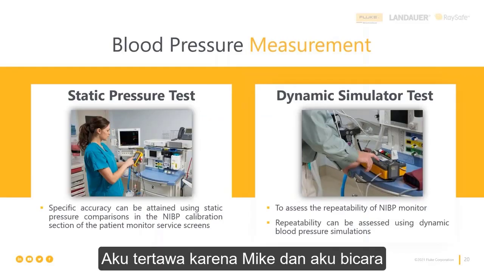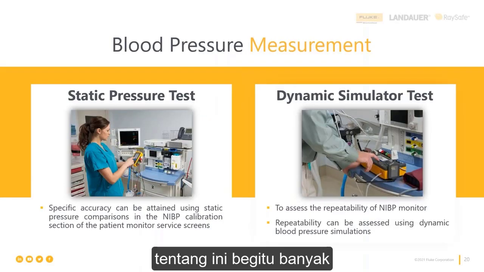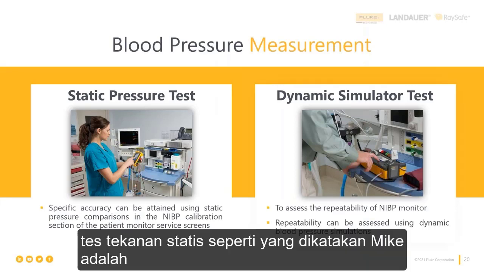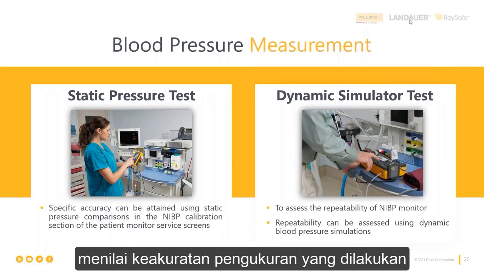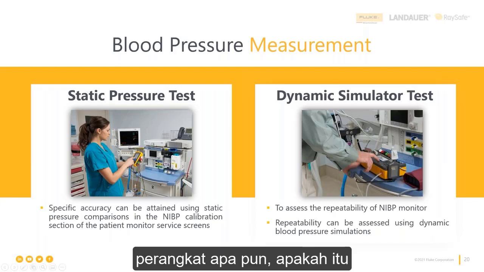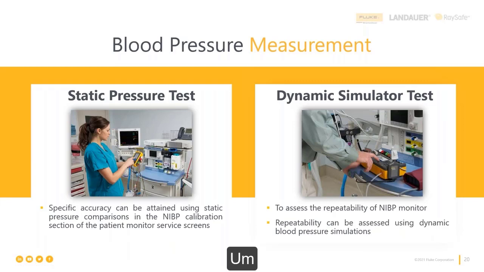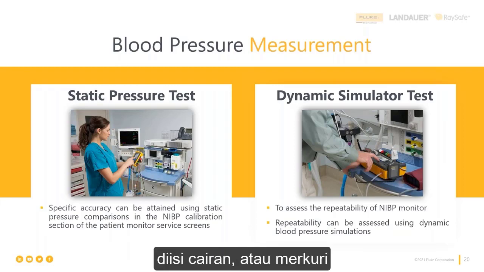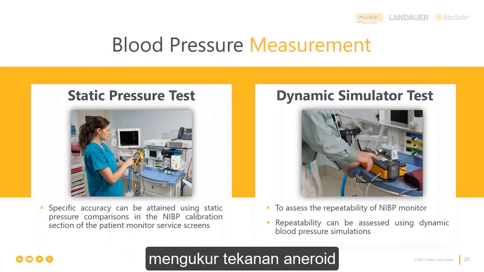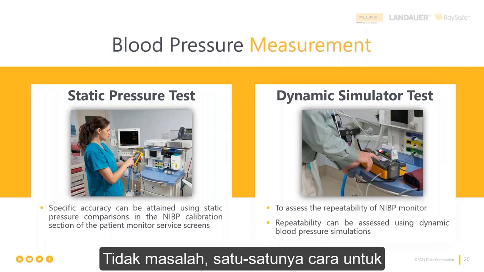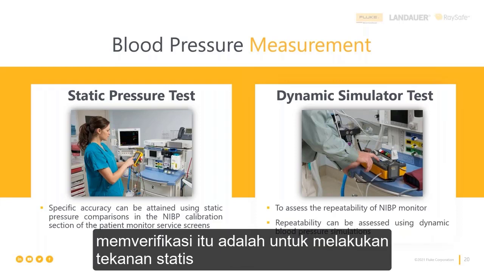I'm laughing because Mike and I talk about this so much. A static pressure test, as Mike said, is the only way to properly assess accuracy of the measurements made by an NIBP device. Any device, whether it's automated NIBP or the fluid-filled or mercury sphygmomanometer or the aneroid gauge, it doesn't matter. The only way to verify it is to do static pressure levels.